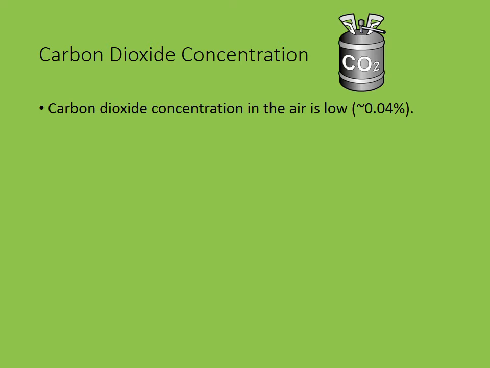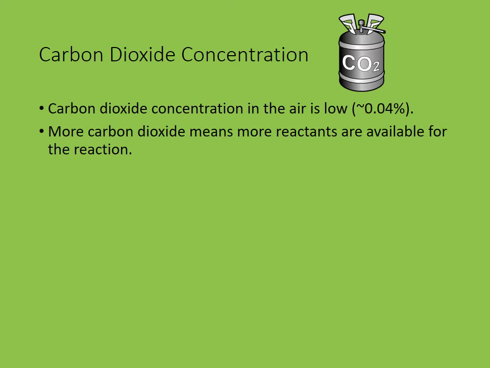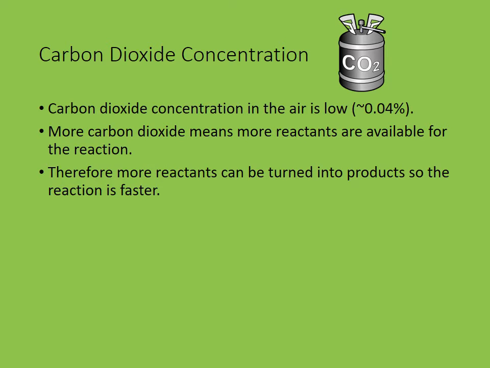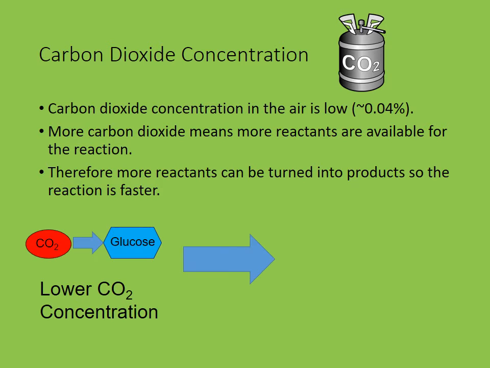So what we need to understand is that in the air, the carbon dioxide concentration is actually pretty low. It's about 0.04%, which is about 400 parts per million. So if we have more carbon dioxide available for a plant, then the plant's going to take more carbon dioxide in. And if it's got more carbon dioxide, it will react more of it with water, and so it will produce more glucose. Therefore, we're going to have a faster rate of reaction. So more CO2 equals a faster rate of reaction.